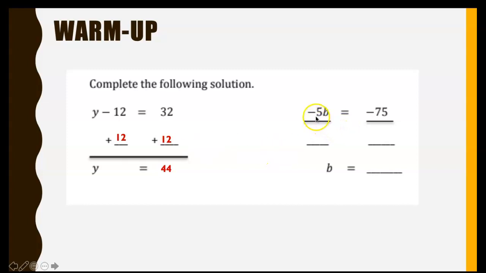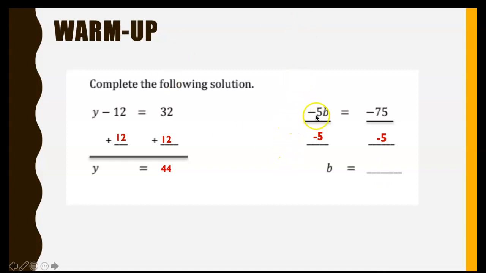Here we have negative 5 multiplied by b is equal to negative 75. So in a one-step solution, to solve the problem you need to do the opposite or the inverse operation, which is division for multiplication. So we're going to divide both sides of the equal symbol by the coefficient, which is negative 5. So that should be negative 5 on the other side as well to balance the equation.